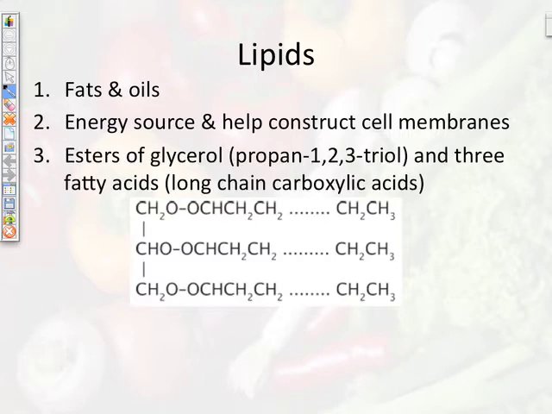Okay, lipids are esters of glycerol, which is propan-1,2,3-triol, and 3 fatty acids. And those are long-chain carboxylic acids. So again, if you don't remember those functional groups, if you just memorized them for the test, rememorize them. Get them in your head.